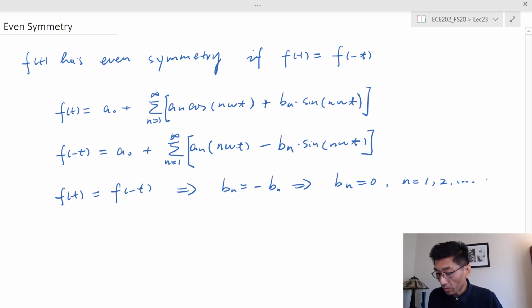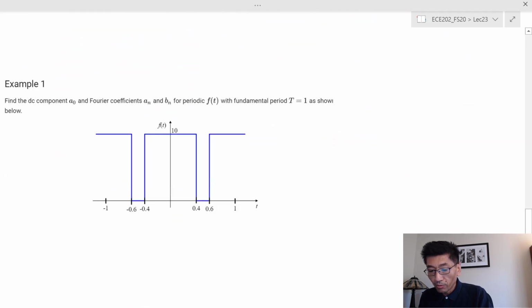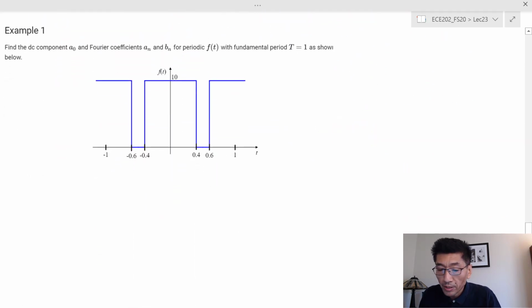Let's look at an example and see how this will look in an actual waveform. So here I have a waveform. This is also in the Google Colab notes. I have a waveform that has a period of 1, right? And this is a pulse function, and this has a duty ratio of 0.8. 80% is non-zero. And the amplitude is 10.